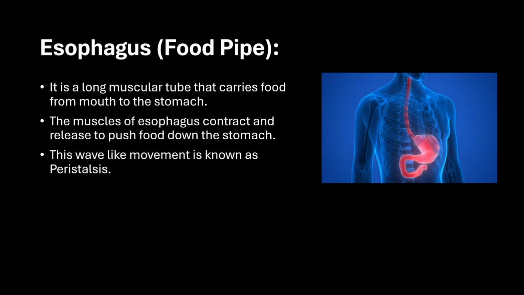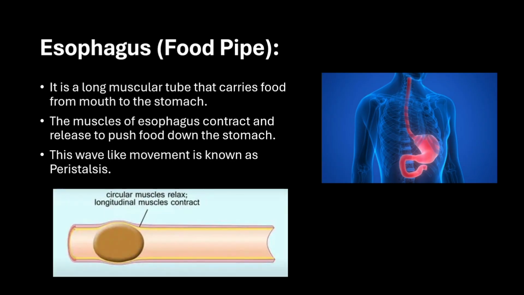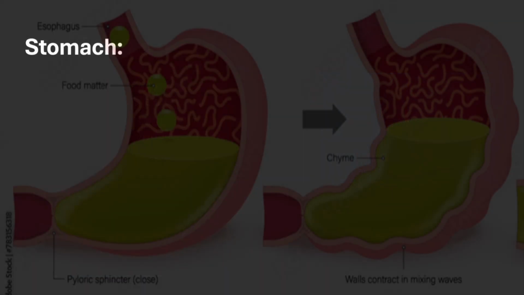This creates a wave-like movement which is known as peristalsis. So peristalsis is the wave-like movement in the esophagus by the contraction and release of muscles to push food down the esophagus into the stomach. The esophagus also has C-shaped incomplete rings in order to prevent it from collapsing during exhaling. Now let's move on to the stomach.